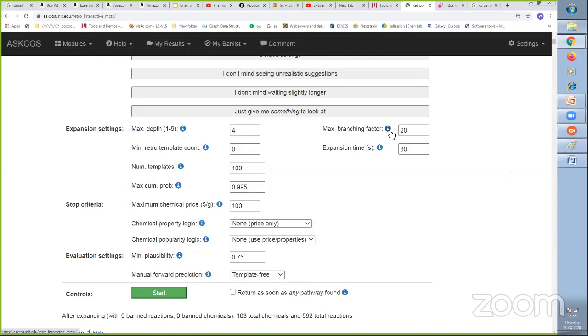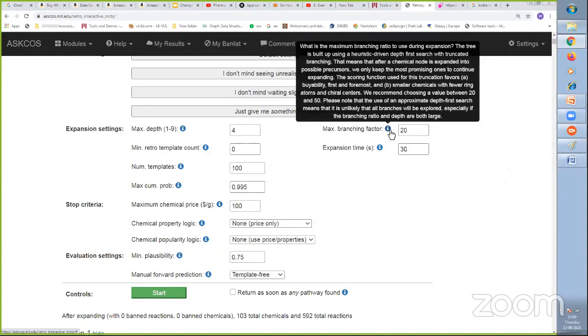Now the branching factor. What is the maximum branching ratio to use during expansion? For example, you remember it's like a tree, to go backwards and find the raw material. It will be like a tree, like several small molecules that will be combined to make one semi-precursor that should be combined with the other one to form another precursor. Finally, the end product is one.